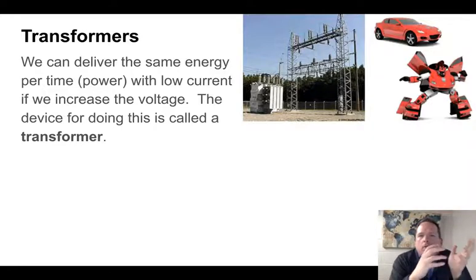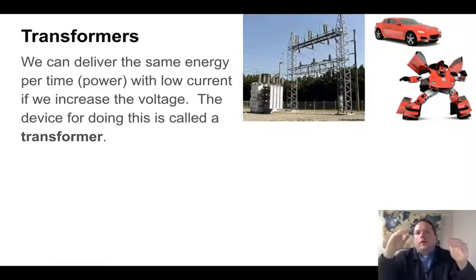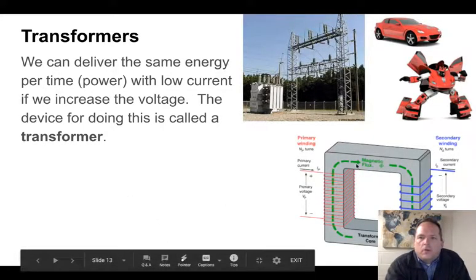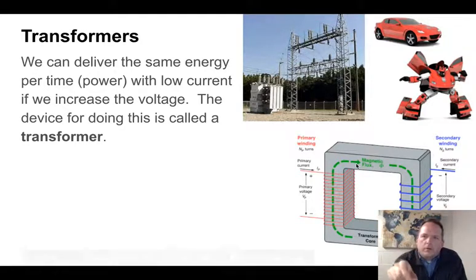So you can deliver the same amount of energy per time, same amount of electrical power, with low current and high voltage, or high current and low voltage, and we've talked a little bit about why it's advantageous for that to be high voltage, low current. And the device used to do this is called a transformer. A transformer doesn't look exactly like this, but is fundamentally some sort of core, often iron or something like this, that can be magnetized.